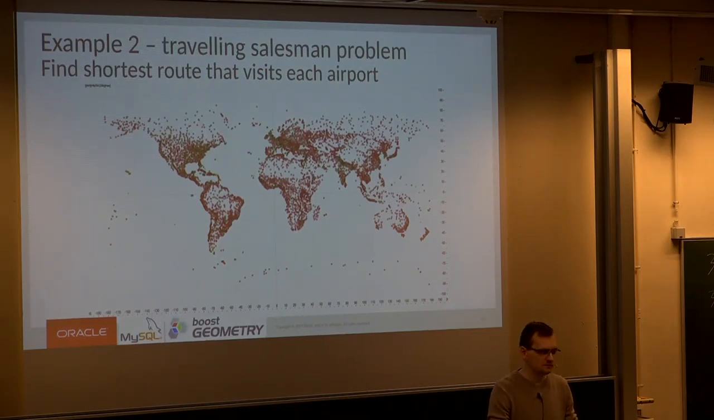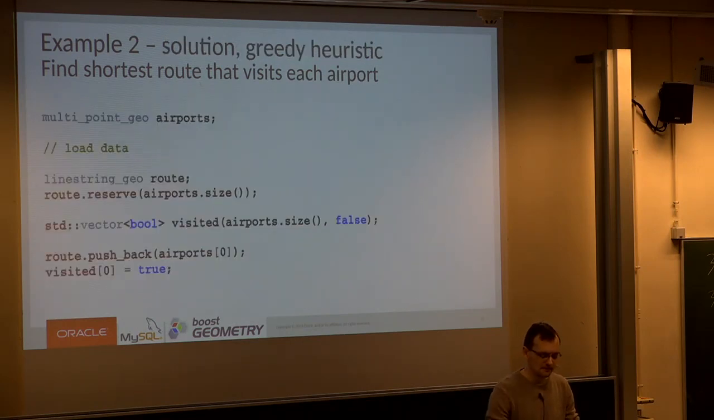So the next example, which will be maybe more interesting. Now I'm a traveling salesman and I want to go through all of the airports in the world as fast as possible, right? So, classic problem. This is my initial preparation where I have airports. I'll be storing the result in a linestring containing geographic points. And I also need a helper structure to store flags whether or not I visited an airport.